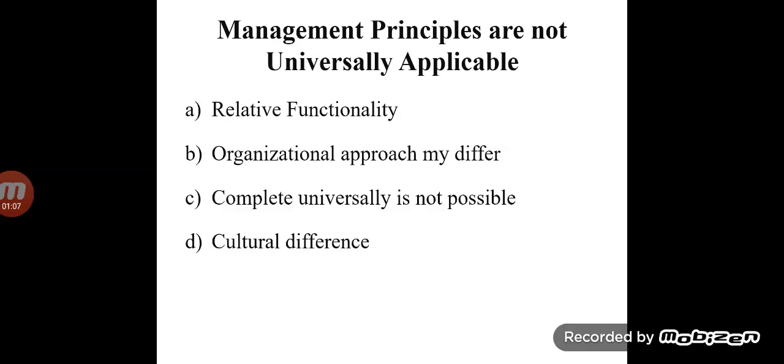The first point is relative functionality. Relative functionality means whatever functions we are performing in the organization, it depends on the previous one or the next one. Ultimately, we can say that the function is connected with other functions also. That's why whatever activities we have performed in the previous one, as per the previous one, we have to perform the next one. We have to follow the same techniques for the next one. That's why we cannot say that it is universally applicable.